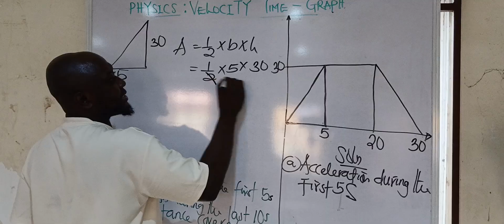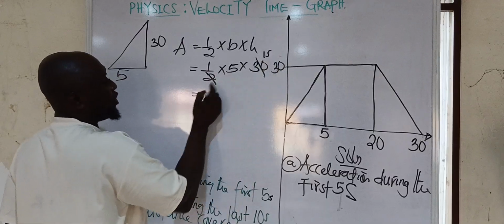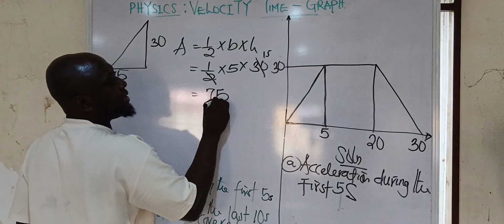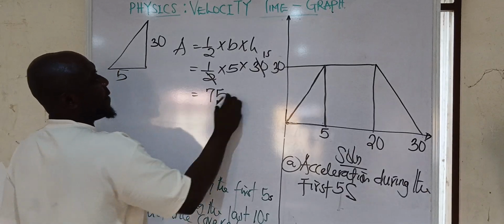So what do we do now? This can cancel this. So here is 15. So if I do the math, 1 times 5 times 15 gives me what? 75 meters.